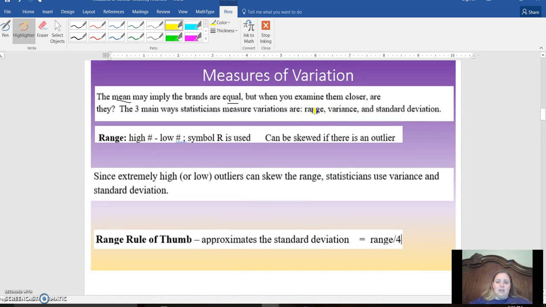All right, and so there are 3 ways. You can do range, you can do variance, and you can do standard deviation. Range is high number minus low number, and it's really important to know it can be skewed if there's an outlier. Since it can be skewed, that's why we use the other 2, variance and standard deviation. Variance and standard deviation are a long process if you're doing it by hand. So there's a thing called the range rule of thumb, and it approximates the standard deviation. You just take the range and divide by 4.